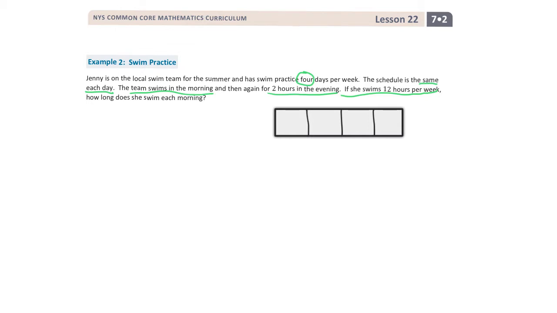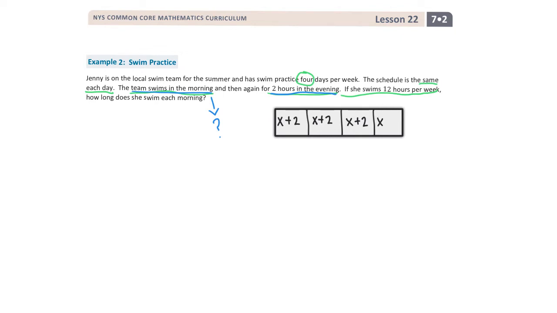Now by looking at our scenario again, we know that she swims in the morning and then she swims 2 hours in the evening. Because we're trying to figure out how much she swims in the morning, we need to use what we know to put it in for each of our boxes that represents each day. So for the morning, because we don't know how many hours she is swimming, we are going to use a variable, and in this case I'm using x, plus the amount of hours she swims in the evening, and we know that is 2 hours. So each day we have x plus 2.